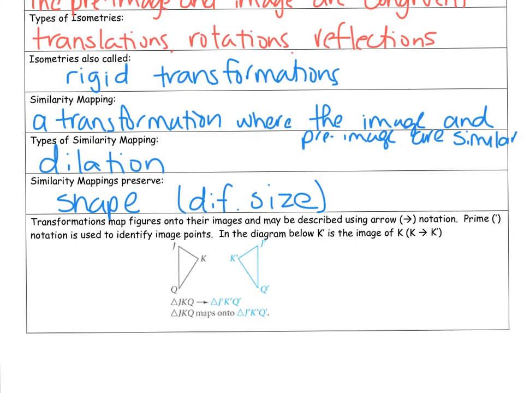Okay, so transformations map figures onto images and may be described using arrow notation. The prime mark notation is used to identify the image points. In the diagram below, K prime is the image of K, which went from K to K prime. So what that's saying is that our original image will not have any prime marks. This is our preimage because there are no prime marks. This is our new image because there are prime marks here. So triangle JKQ has been transformed to triangle J prime, K prime, Q prime. It just means that JKQ maps onto J prime, K prime, Q prime.